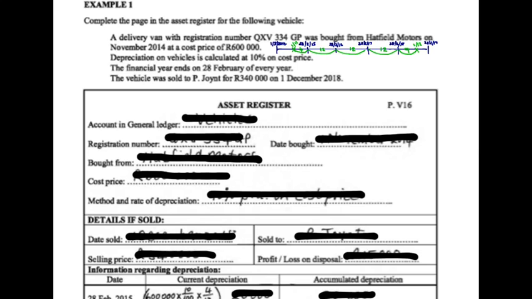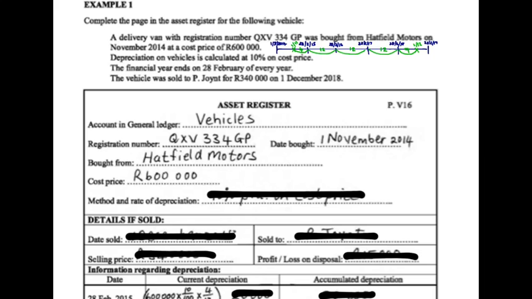So let's fill in the information we can and then calculate the rest. This is known as a delivery van, therefore it goes into my general ledger account of vehicles. Registration number was given to us, date bought 1st of November, bought from Hatfield Motors. We bought it for a cost price of $600,000. Remember, cost price is the original price that we paid for the vehicle. Rate of depreciation 10% per annum on cost. Could have also said 10% per annum on the straight line method.